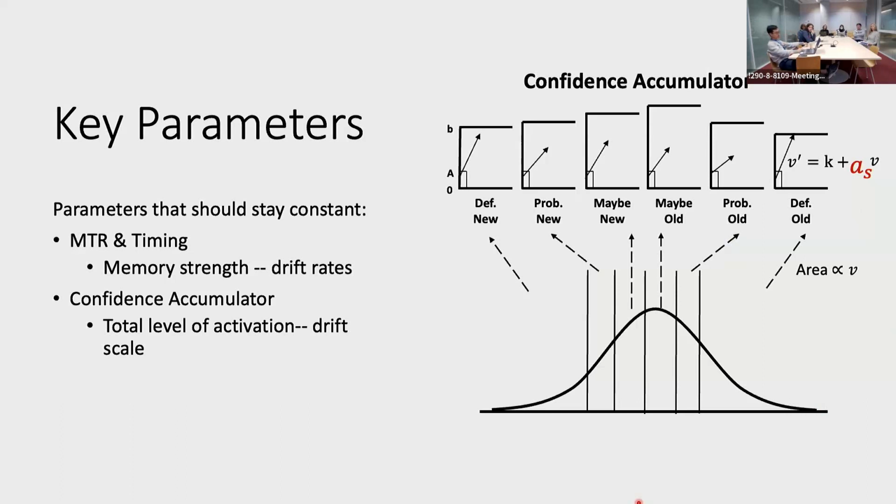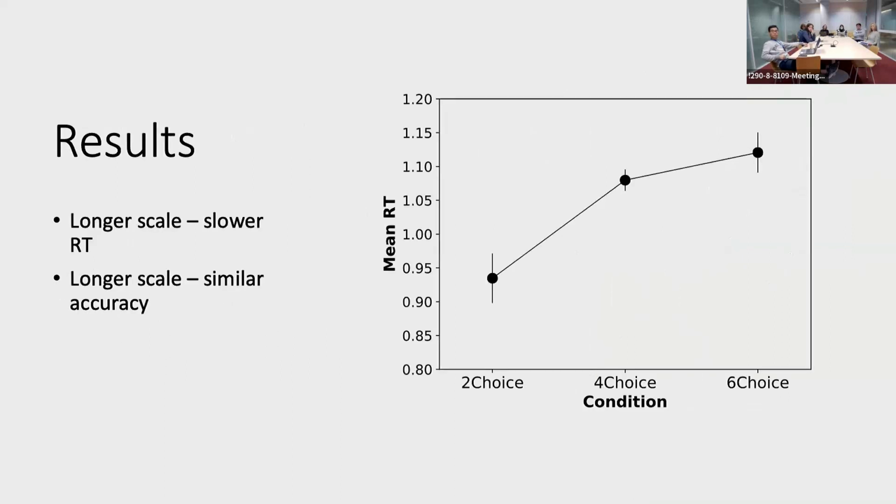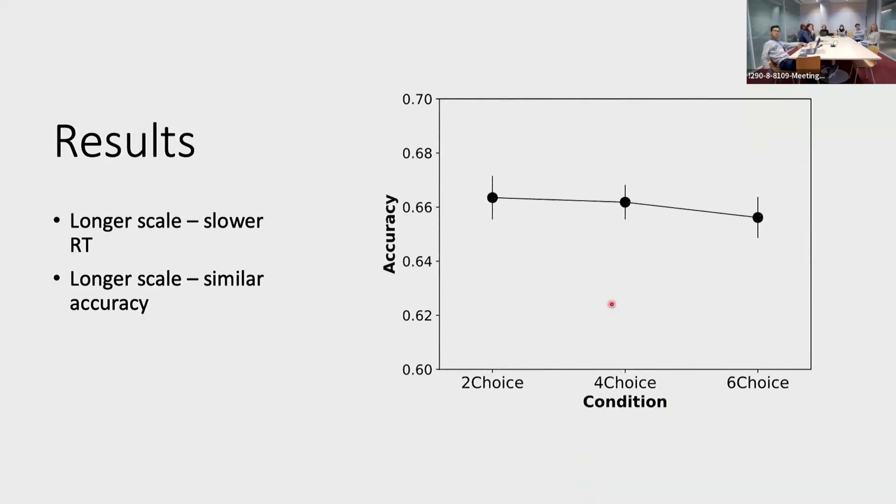So now you have all the knowledge about the model and experiment. Let's take a look at the results. For mean RT across conditions, longer confidence scales are associated with slower RTs, which is consistent with Benjamin and Rudolph's finding. For the mean accuracy across conditions, there are slightly lower accuracies in the longer scale, but the differences are not very obvious. So changing the number of confidence options may not affect performance accuracy.